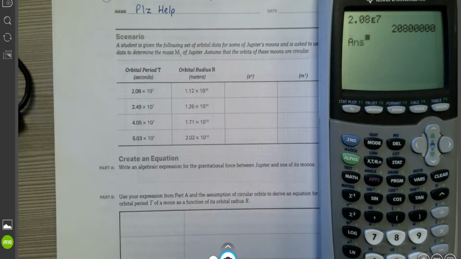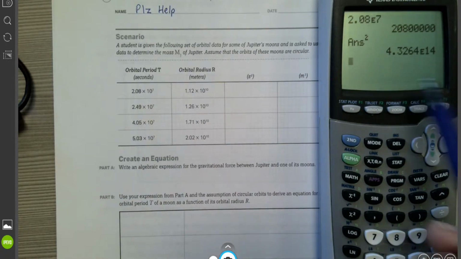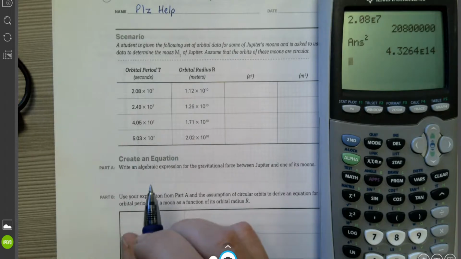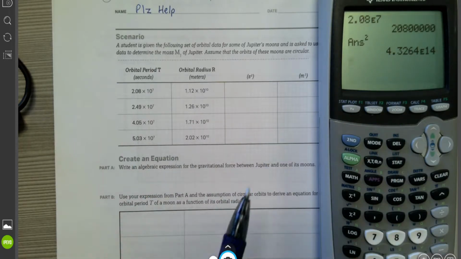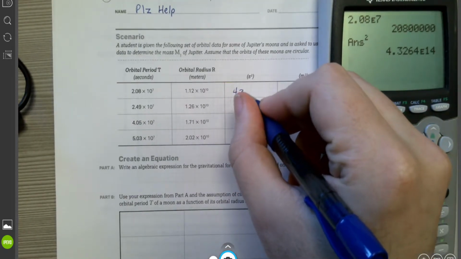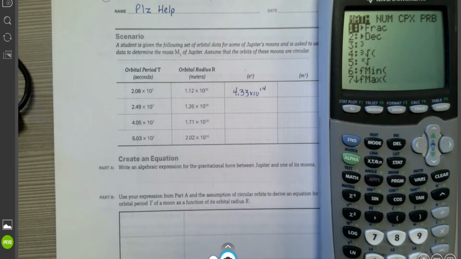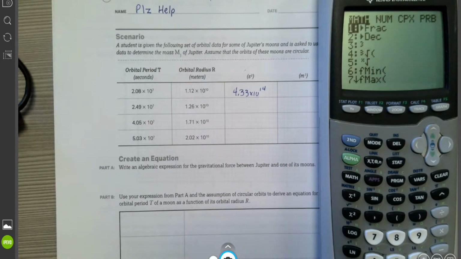Then I'm going to square it, because I have to take that number and square it. That comes out to 4.3264 E14, but I don't want to write all those digits. We have 3 sig figs in the problem to start with, so why don't we just end with 3 sig figs? We're going to call this first one 4.33 times 10 to the 14th. We know we're in seconds squared, so we'll keep that up there.